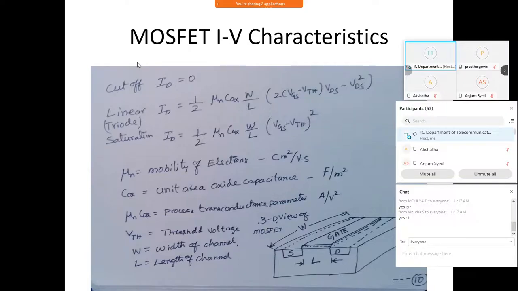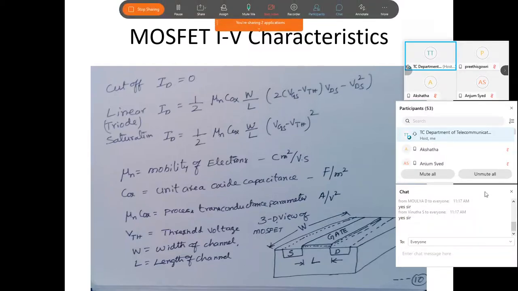So it is AMCD all in one. Mu n is the mobility of electrons. We are talking about only the N MOSFET. If it is P MOSFET, then this will become mu P, the mobility of holes. Unit is centimeter square per volt second. Cox is unit area oxide capacitance, farad per meter square. Mu n and Cox together we call Kp, and Vth is threshold voltage, W is the width, and L is the length.